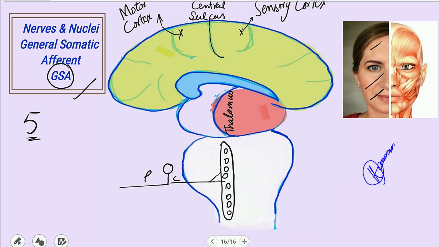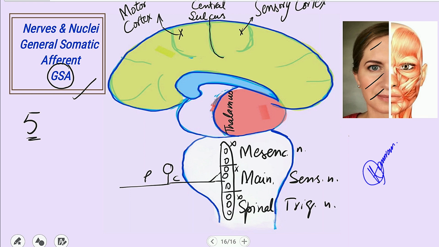This nucleus has got a part in the midbrain, a part in the pons, and a part in the medulla. In the midbrain, the part of the nucleus is known as the mesencephalic nucleus. In the pons, the part of the nucleus is known as the main sensory nucleus. In the medulla, the part of the nucleus is known as the spinal trigeminal nucleus.